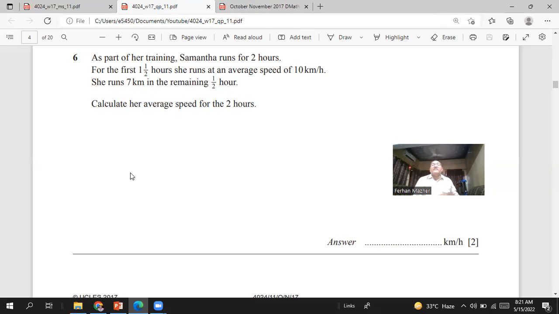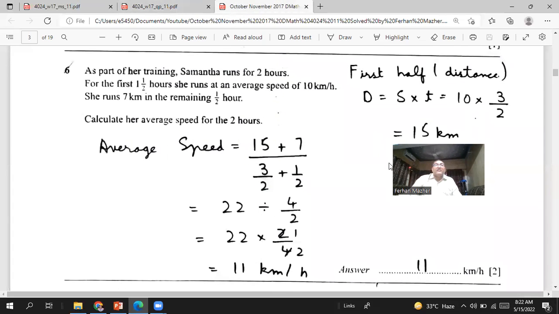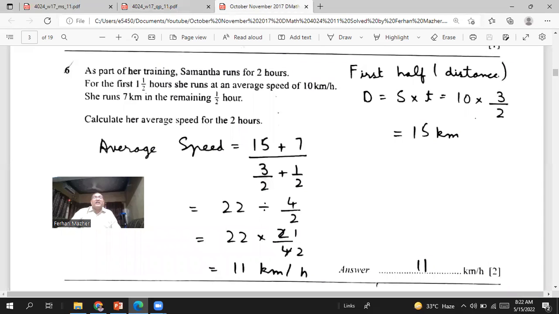The formula for the average speed of the journey is total distance traveled divided by the total time taken. Let me show you the solution. Here you can see in the first half, the distance traveled will be speed multiplied by time, that will be 10 multiplied by 3 by 2. So it will be 15 kilometers.